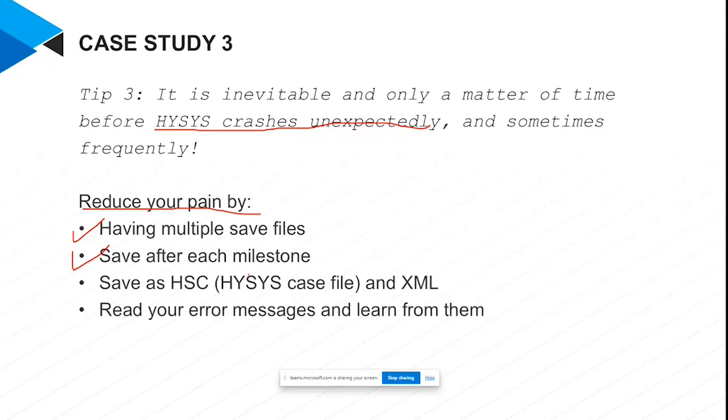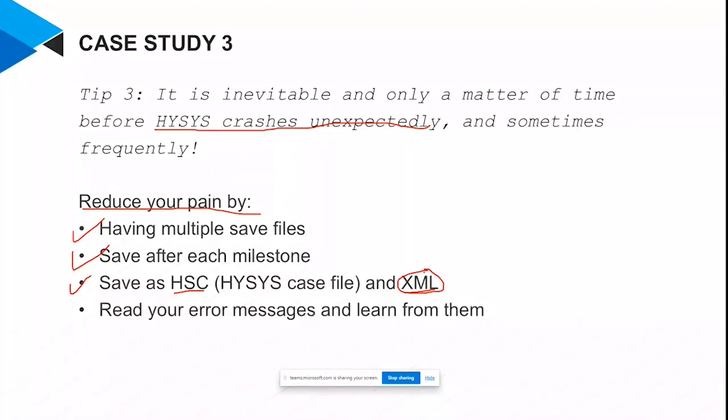You can also save as two different file formats. The first is called HSC, which is HYSYS case. And the second is XML file format. The difference between these two main file formats is that the XML will not remember your result. So you have to run the simulation to get the results.